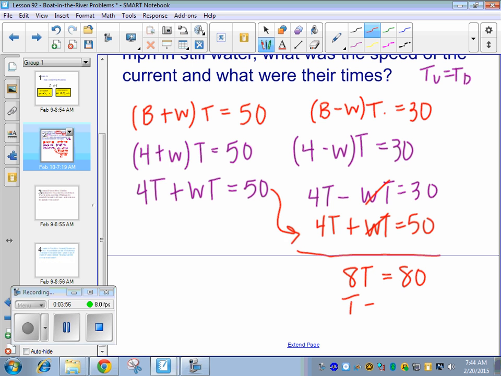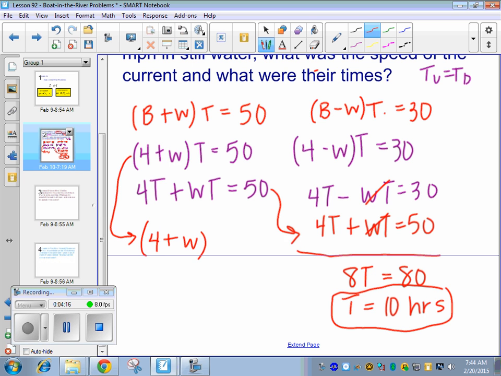So what is our time? Okay, so 10 hours. All right. And then all we need to find is the W. So you can go back to either equation. I'm going to go back to this one right here. Even with the parentheses, it's actually pretty easy if you divide both sides by 10 first. Okay, so if I divide each side by 10, I have 4 plus W equals 5. So what's the speed of the water? 1. So subtract 4. Speed of the water is 1 mile per hour.